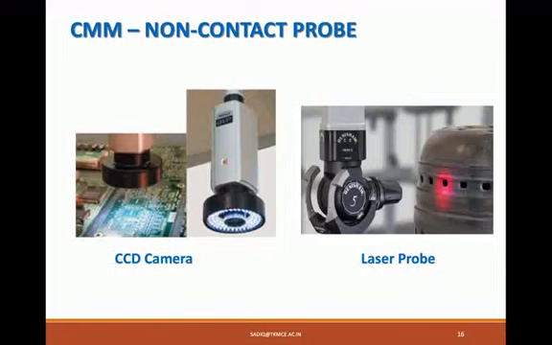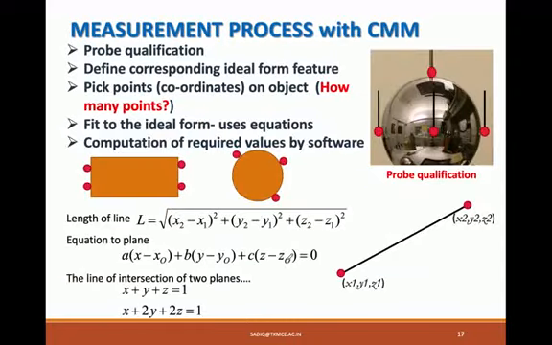This is another probe, which is a laser probe. By means of laser, the distance is traced and the measurement is done with this arrangement. Now let us see how the measurement process is happening with CMM. We have to remember that all the CMMs are performing the measurements based on the sequence that we see here.